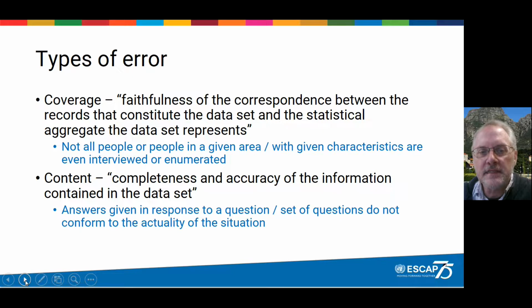By contrast, content error refers to the completeness and accuracy of the information contained in the data set. And here, content error arises from the fact that answers given in response to a question or a set of questions do not necessarily conform to the actuality of the situation. People might not want to reveal, for example, their country of birth for fear of persecution or being identified as an illegal immigrant, for example.